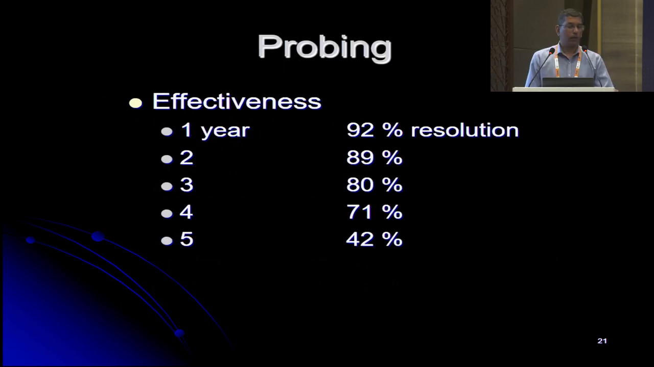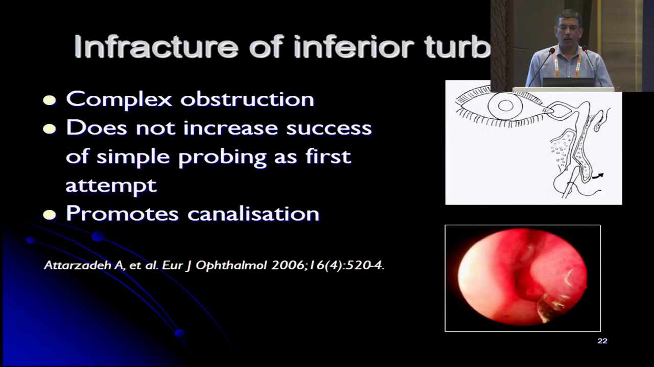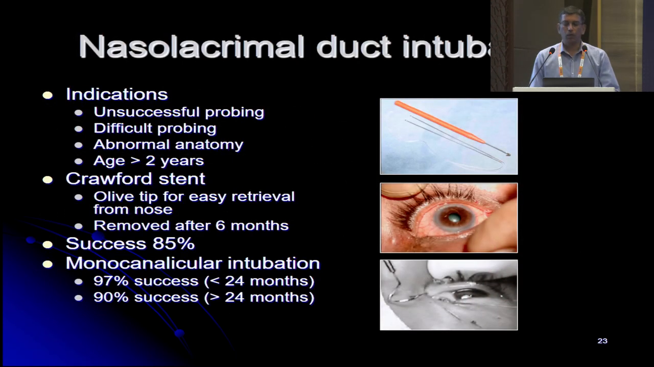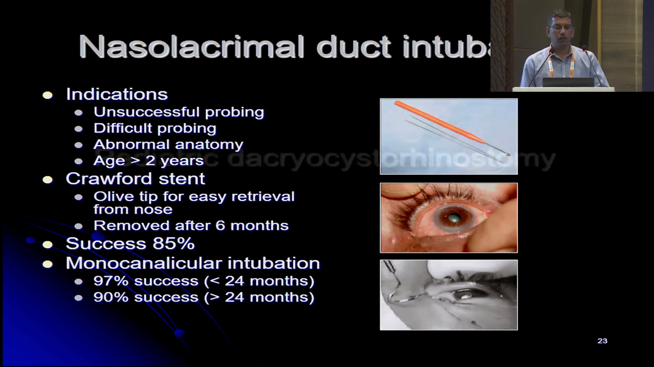So what is the effectiveness? In the first year, it definitely gives 92% resolution, and that is the time when you should go in. But even if, as the chart suggests, the patient comes to your OPD at the age of 3 or 4 years and has not been touched earlier, probing is the first line of management. It can be augmented with infracture of the inferior turbinate, or intubation, as I said, with a silicone tube or a Crawford tube, which is easy to remove from the nose.